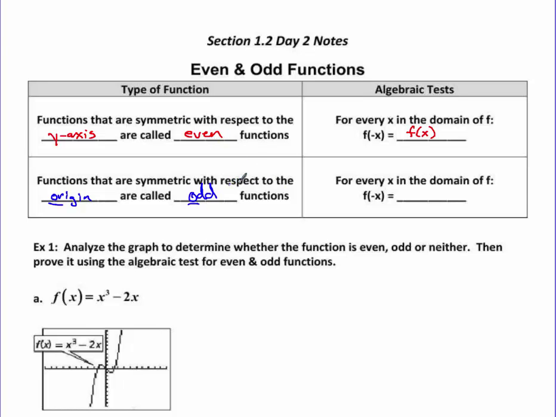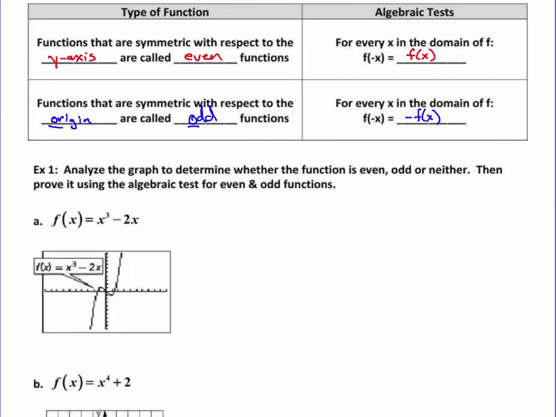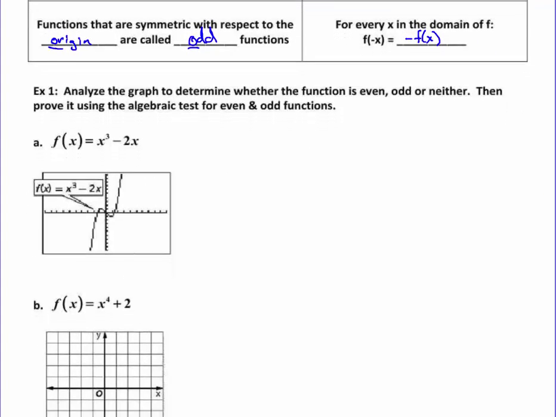So origin and odd go together, y-axis and even go together, and there isn't anything for the x-axis symmetry. Now, for every x in the domain of f, when we plug a negative x into our function, for the function to be symmetric with respect to the origin and be called an odd function, f of negative x needs to equal negative f of x. Okay, and just like the stuff we did before, the best way to do it is to check out a couple examples and then you see how it works.